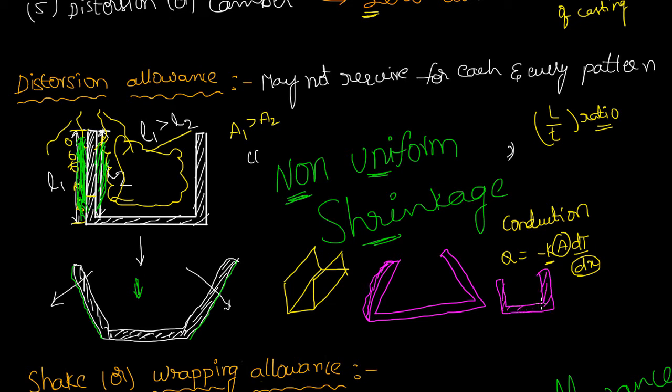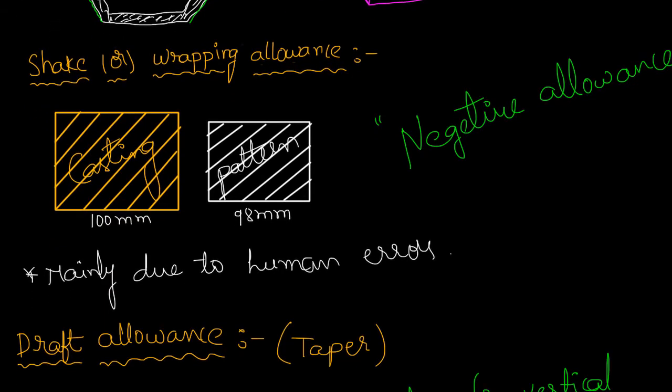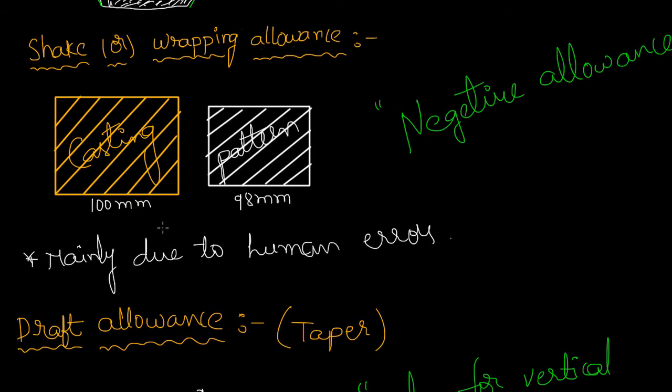By the way, this is not required for each and every pattern. For lengthier and thick patterns, thick castings, it is required. Only for thick castings, it is required, right? And next come to the shake or rapping allowance. This is due to human errors only, because we cannot exactly pick up the pattern material from the mold cavity without shaking our hand, or due to some manufacturing defect. What can we do, right?